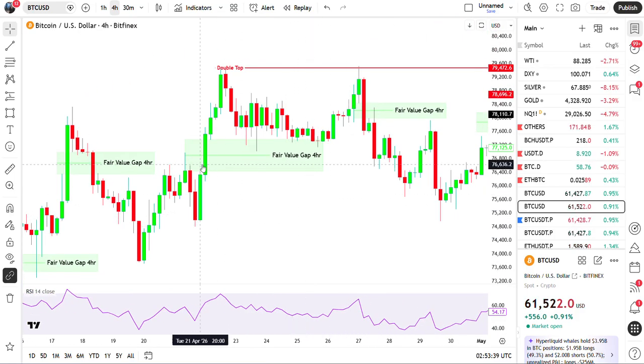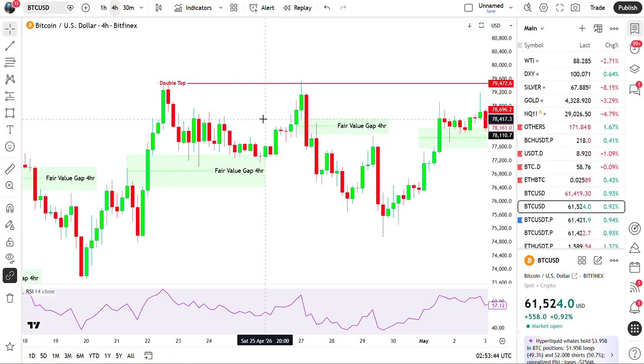Alright, so we hit this part. There was another fair value gap. So there's easily another 2 units of reward. So 8 units of reward on the way up, lost 1 unit of risk.